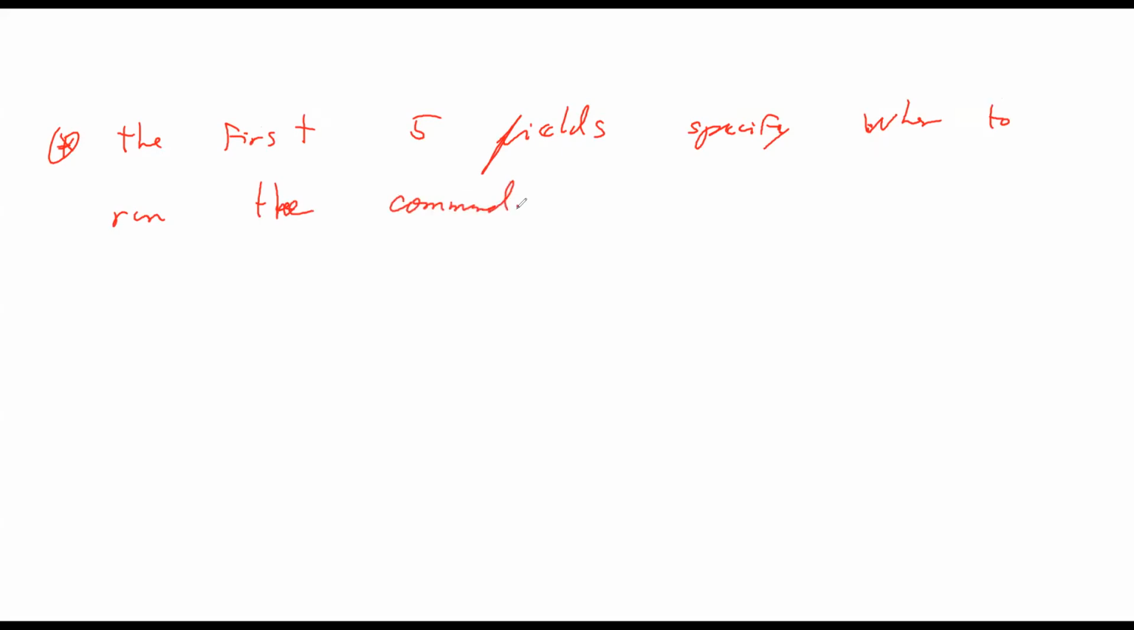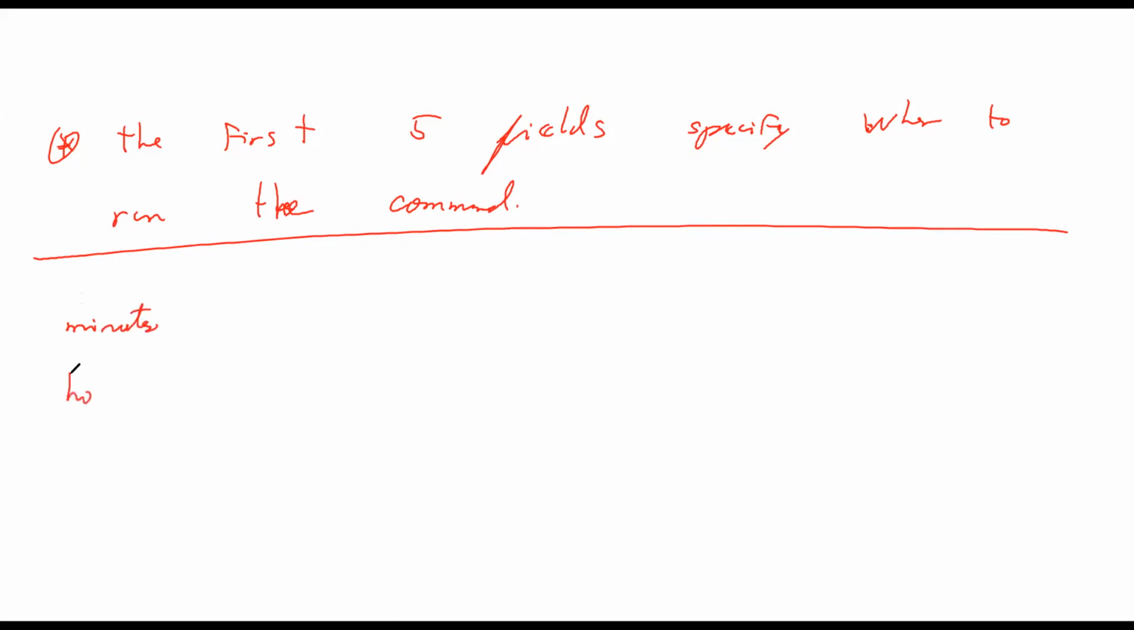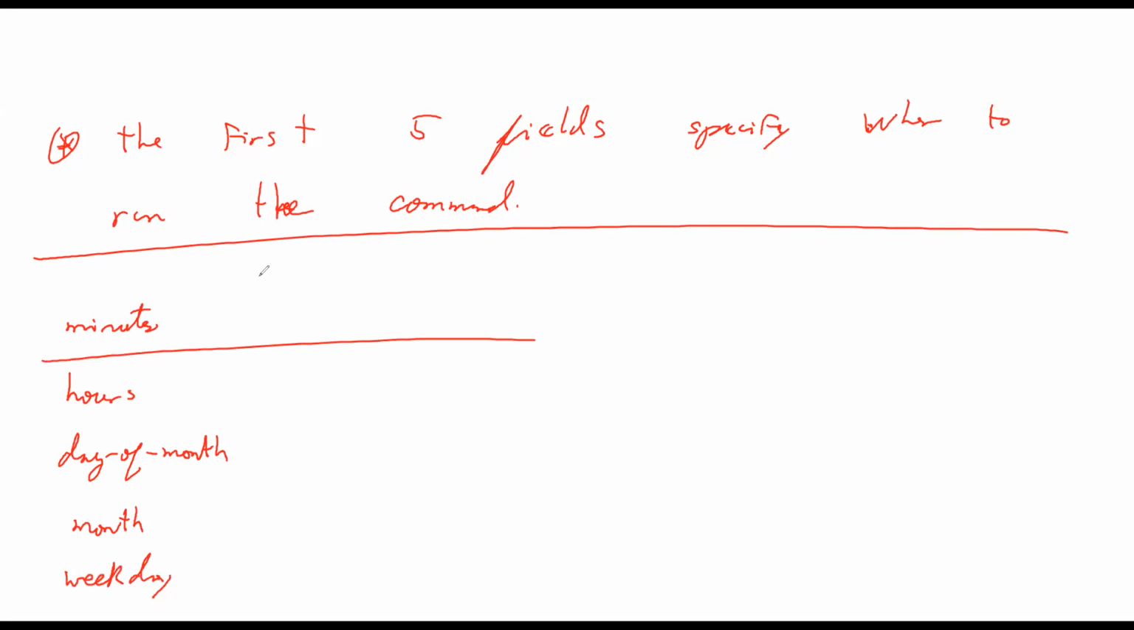Okay. All right, so let's take a look at this table, I think it's already in your slides. Let's look at the description of the fields and what they represent. There are 5: we've got minutes, hours, day of month, the month itself, and weekday.